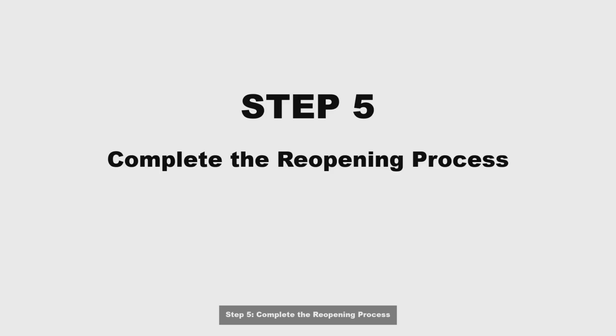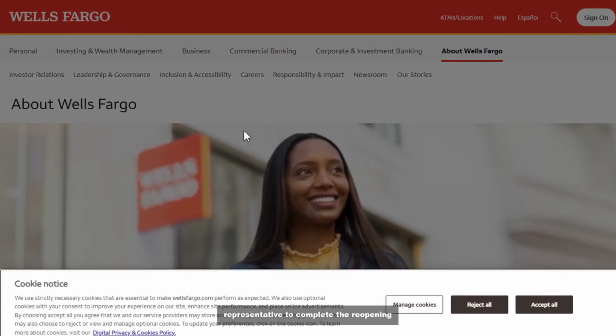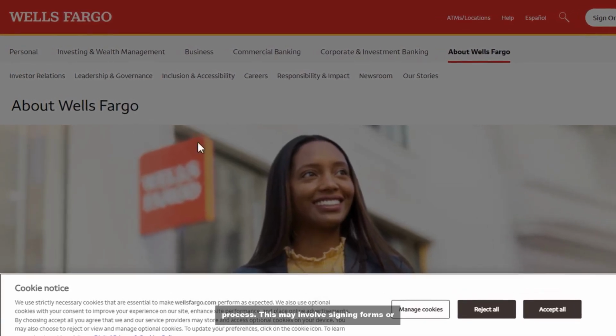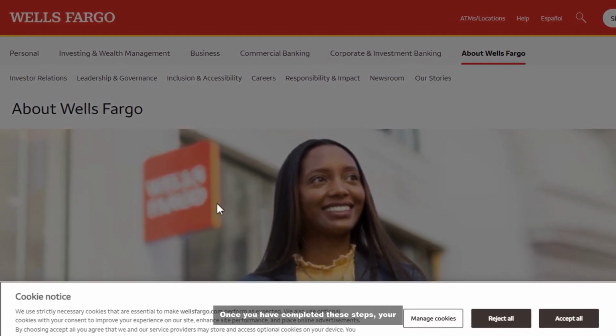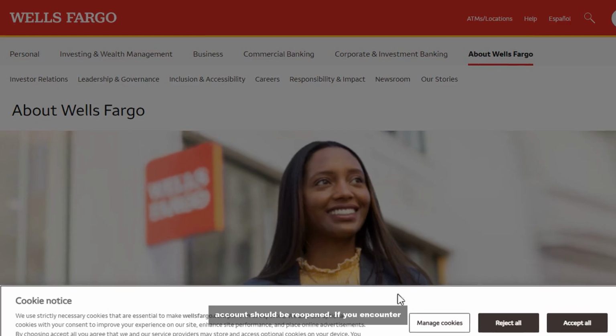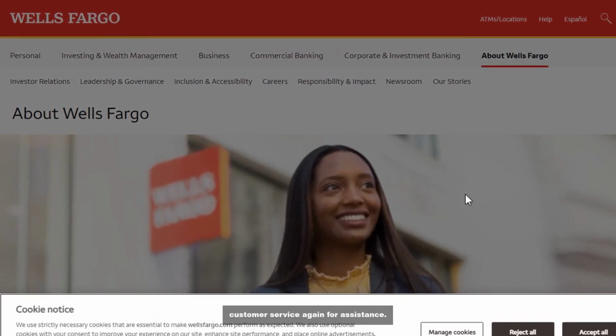Step 5. Complete the reopening process. Follow the instructions provided by the representative to complete the reopening process. This may involve signing forms or making an initial deposit, depending on the account type. Once you have completed these steps, your account should be reopened. If you encounter any issues, don't hesitate to reach out to customer service again for assistance.